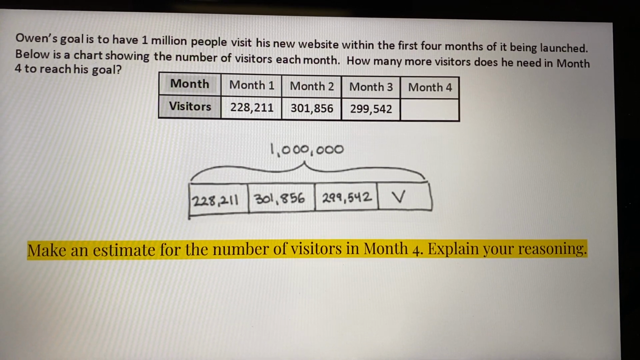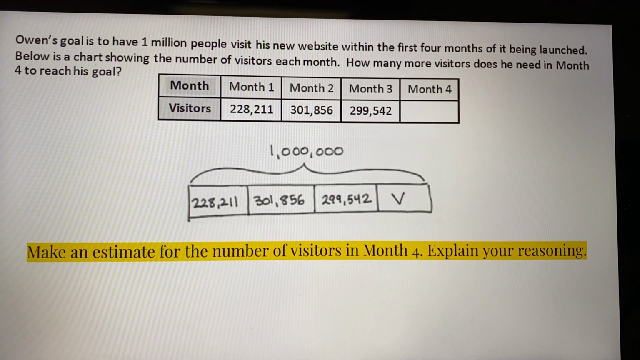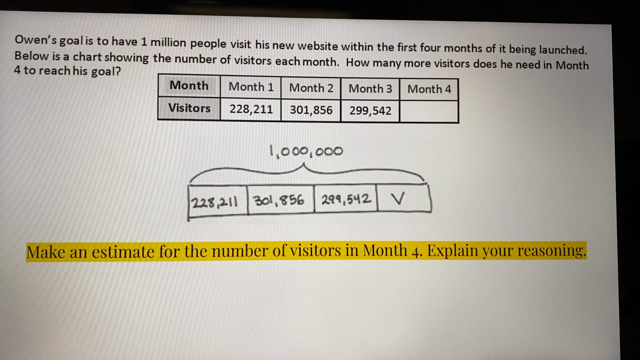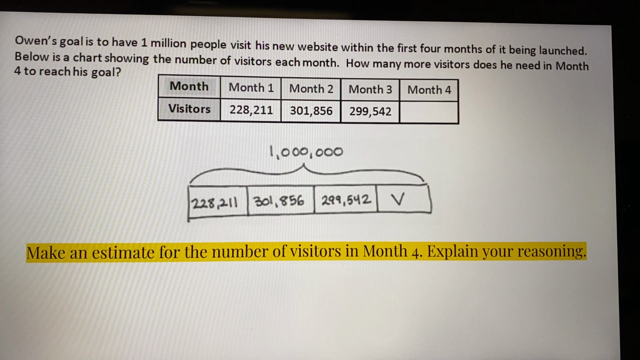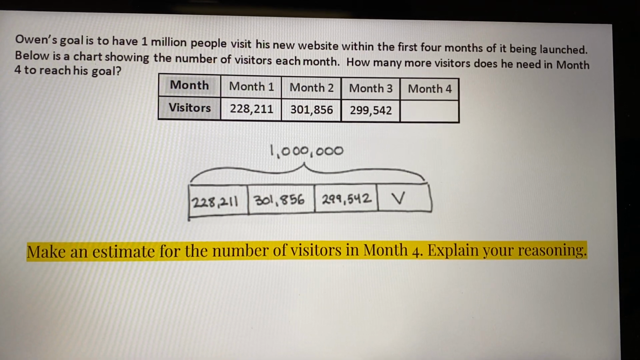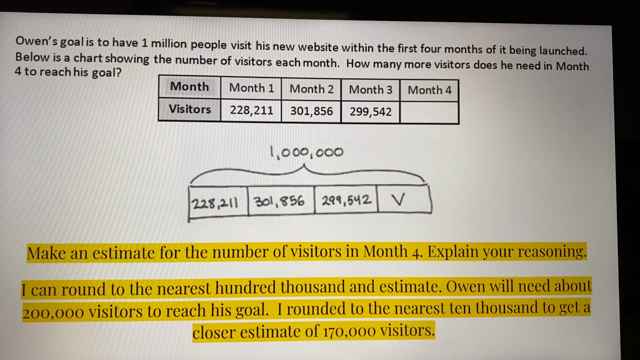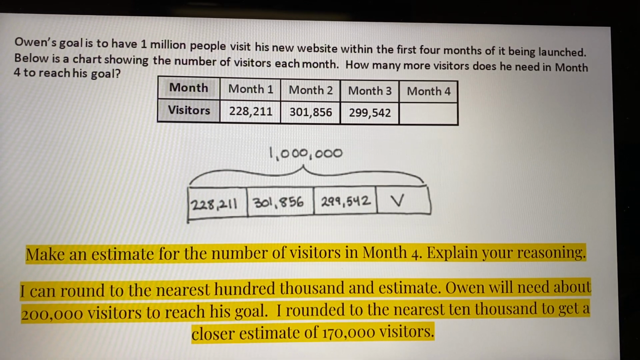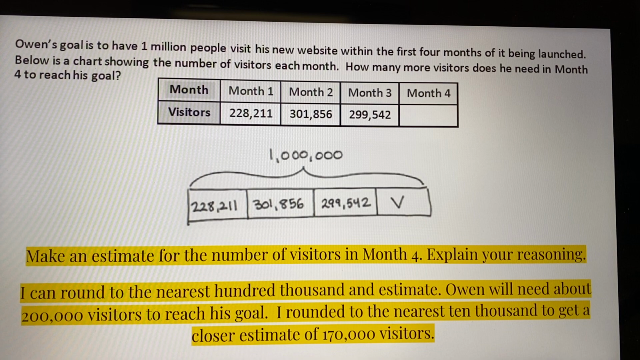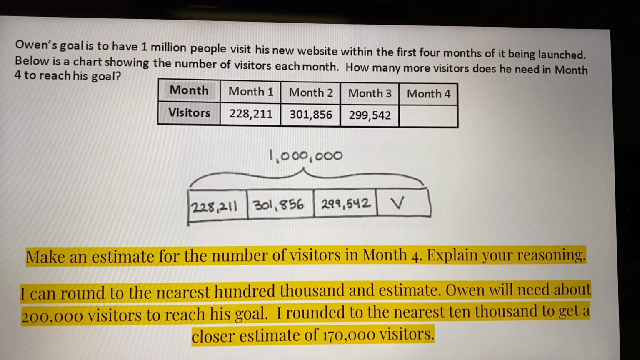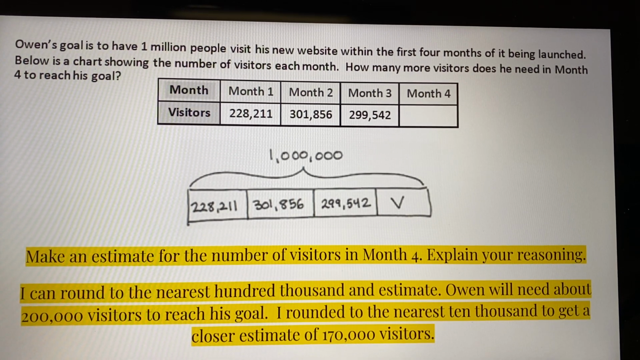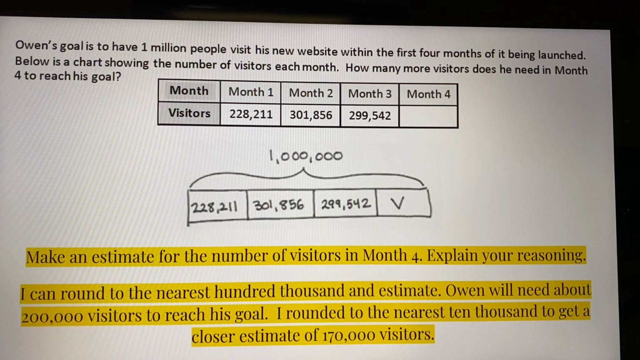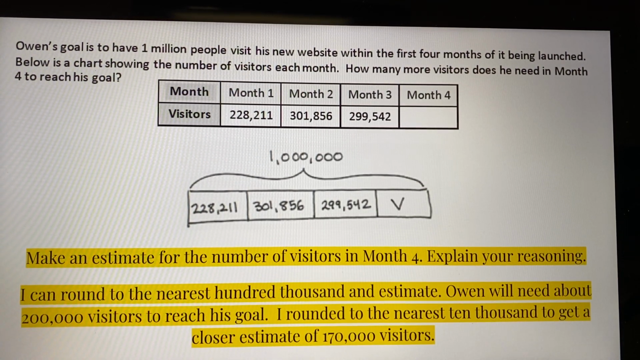We can make an estimate first. And we get to explain our reasoning. So what could you round it to? Well, you can round to the nearest 100,000 and estimate. Owen will need about 200,000 visitors to reach his goal. I rounded to the nearest 10,000 to get a closer estimate of 170,000.